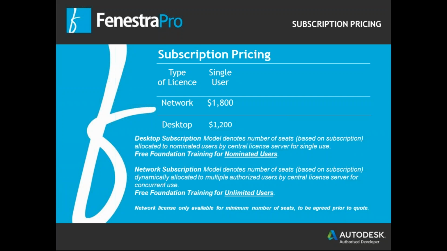The desktop subscription is $1,200. If you want a network license instead, it's $1,800, and that is per user. So if you have one person using it or two people, you get the idea. Also, the desktop subscription includes free foundation training for what they call nominated users, for those users that are going to be using the project.